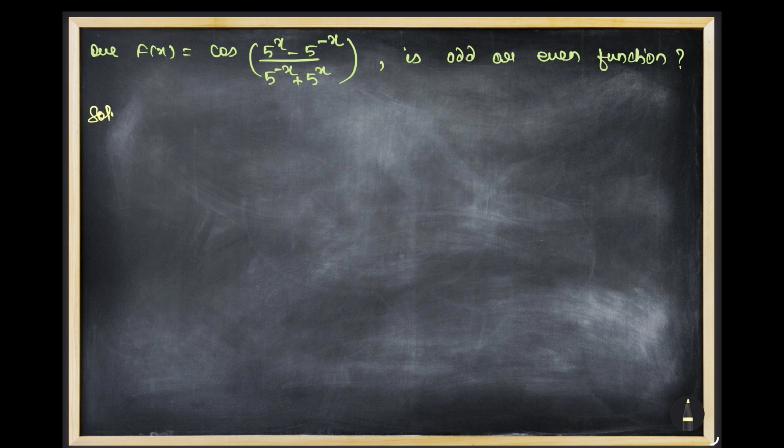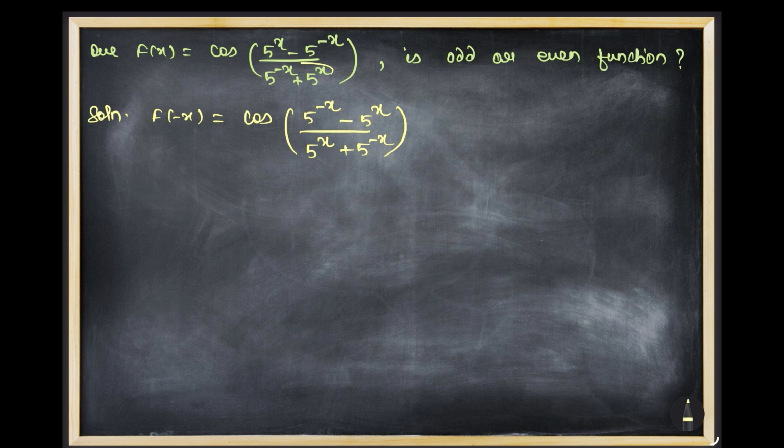So, we are back with a wholesome new question which says f of x equals cos of (5 power x upon 5 power x plus 5 power minus x). Is this an odd or even function? You know that for odd or even functions, we find out f of minus x. So, we will replace x with minus x. So, we got cos of (5 power minus x minus 5 power x) upon 5 power minus x plus 5 power x.